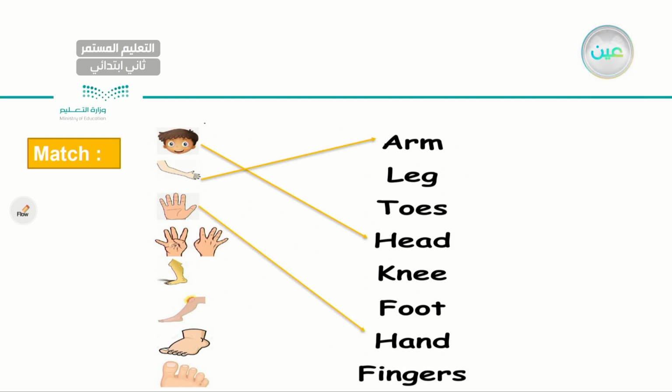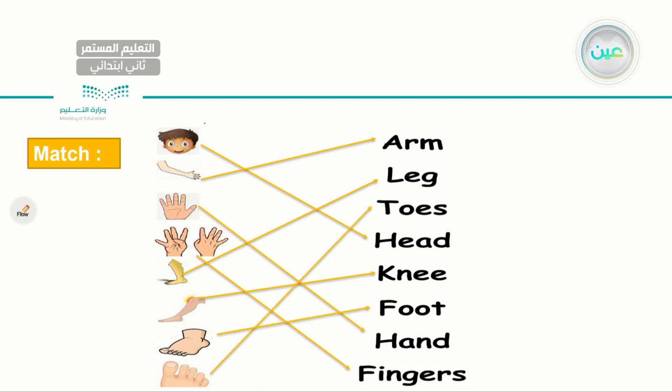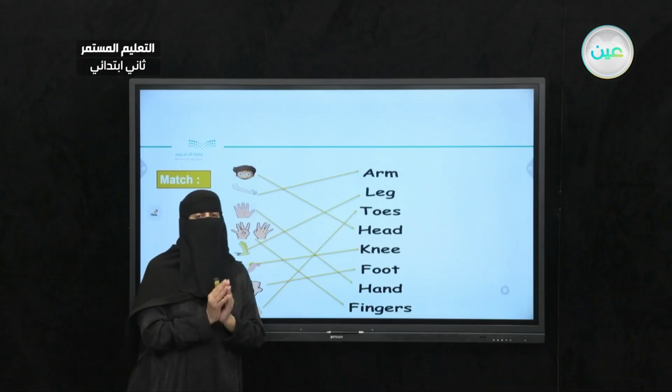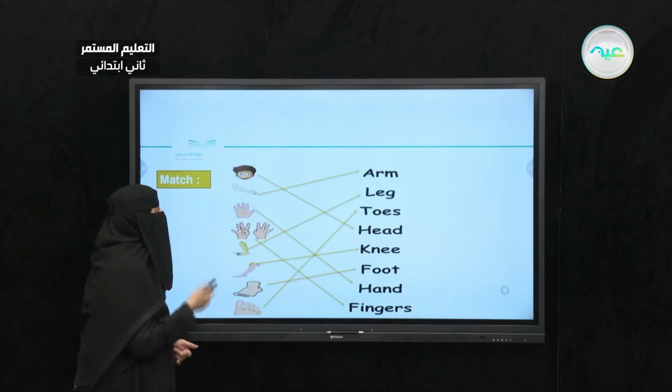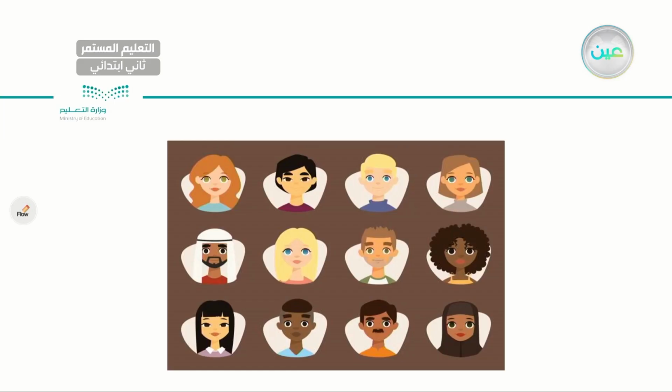Next, I have 1, 2, 3, 4. I have 10 fingers. Very good. Next, I have a leg, then I have a knee, next I have a foot, and last but not least, I have toes. Now notice that some of the body parts here are singular, the others are plural. Now, I need you to take a look at this picture and tell me, what was the first thing that crossed your mind?